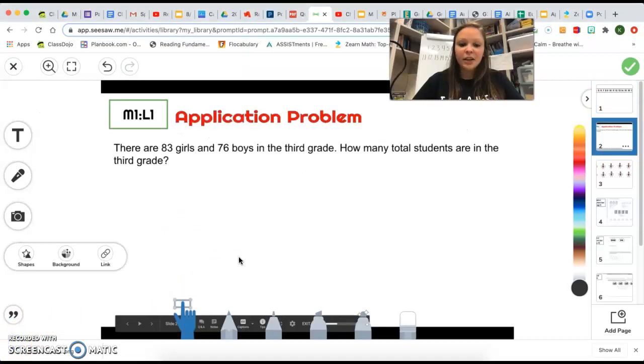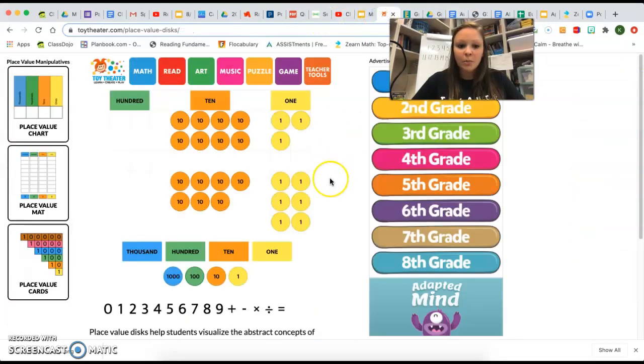All right, friends, here's our application problem for today. There are 83 girls and 76 boys in the third grade. How many total students are in the third grade? I heard a key word that we need to circle. This word total tells me we're going to find the whole amount of students in the third grade. In order to solve this problem, we are going to use our manipulatives.